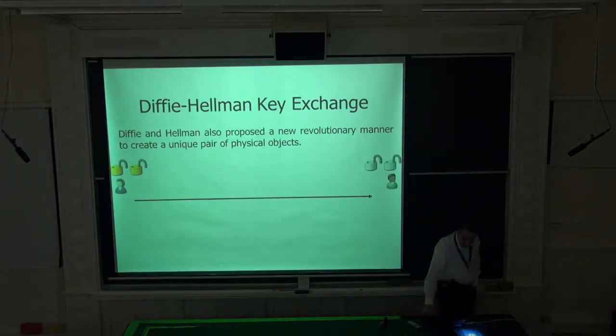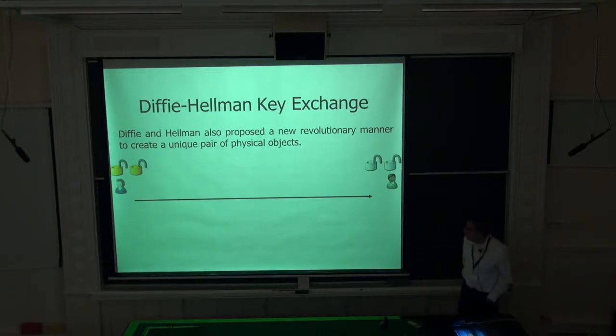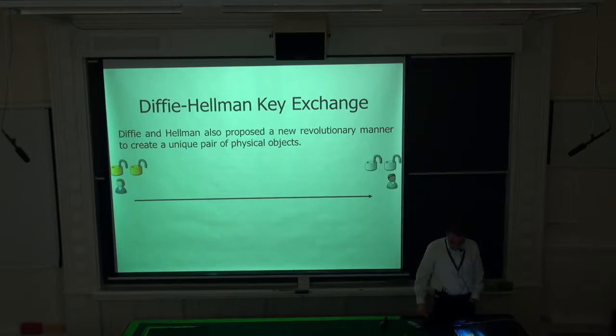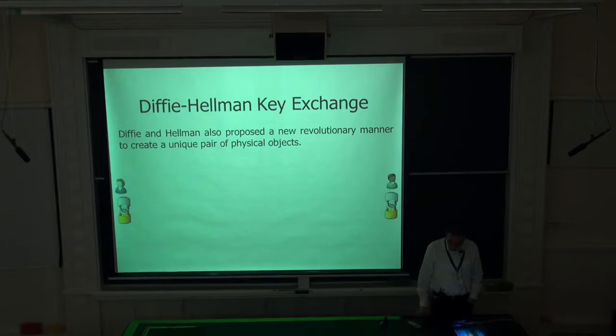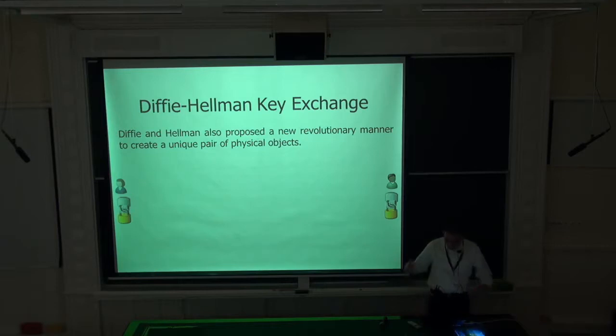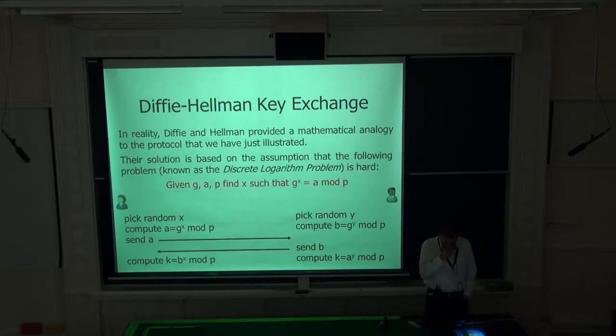And they proposed their new revolutionary manner to produce a unique pair of physical objects. You all know how you do it. You take two padlocks, you close one, you send to him, you close one, you send to him, and then each of them can manufacture the same physical object. And even if the attacker was collecting those padlocks, then he cannot do anything with it. He cannot take two padlocks. And it's exactly the Diffie-Hellman pair of unique objects. So this is based on the discrete logarithm problem, and this is the analogy of how Diffie-Hellman do it.